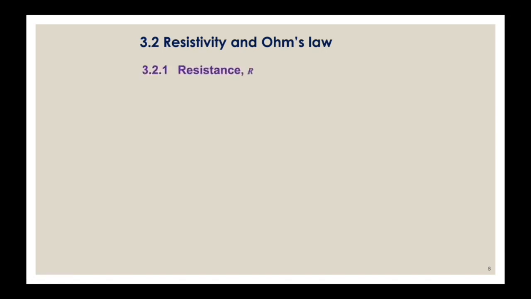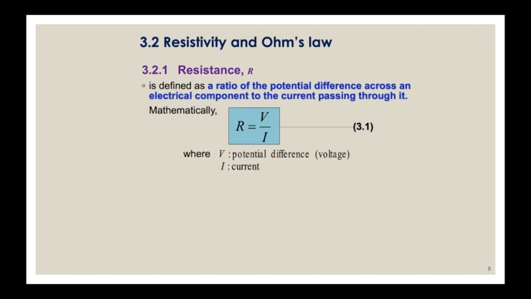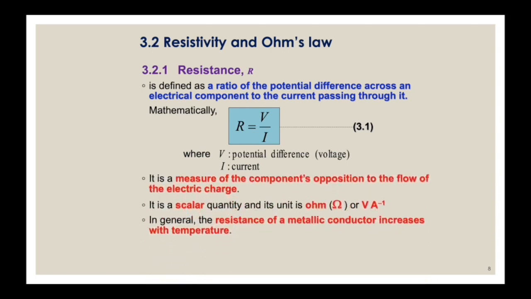First we cover resistance, R. To make it simple, resistance R is equal to V over I, where V is the potential difference or voltage and I is the current. We learned current just now. Resistance is the measure of a component's opposition to the flow of electric charge. It is a scalar and the unit is ohm, which is volt over ampere. You have learned this in school, so we will be very quick.